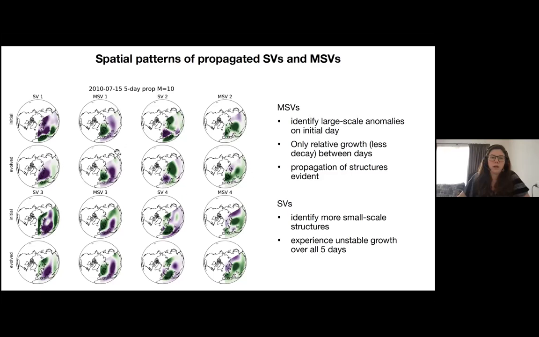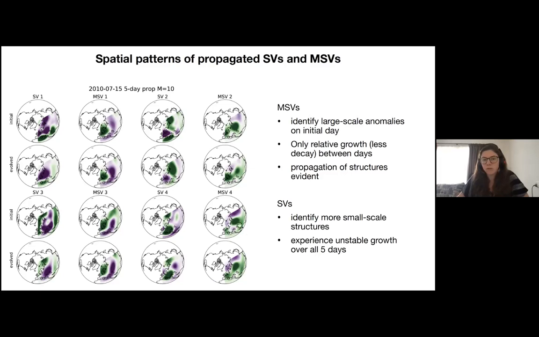pattern anomaly here, whereas in the small scale disturbances, which eventually converge onto something large scale, initially these are going to be your growing modes, which are these very small scale features. And it's the same for each of the subspaces.